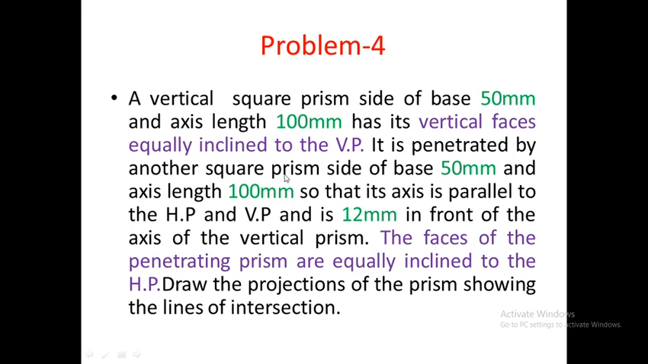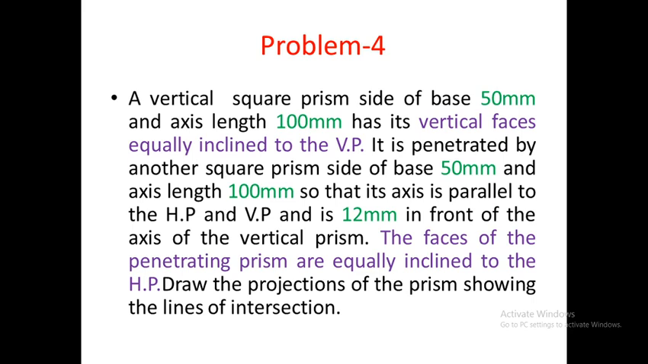Now in the second statement it is given that it is penetrated, that is, it is intersected by another square prism. So the horizontal object is a square prism with side of base again 50 mm and axis length 100 mm. So the dimensions of both the horizontal and vertical square prisms are the same, that is, both are having side of base as 50 mm and the height is 100 mm.